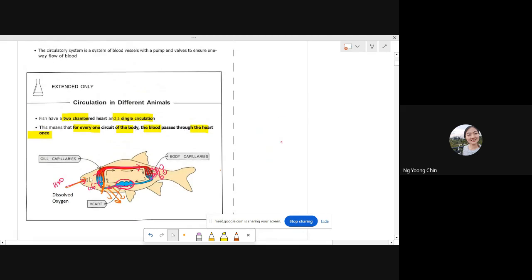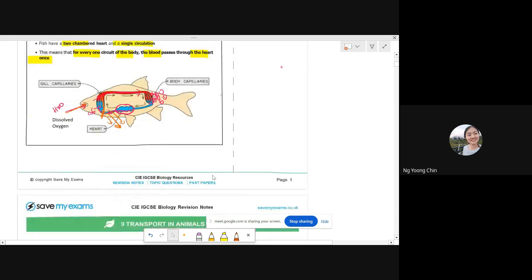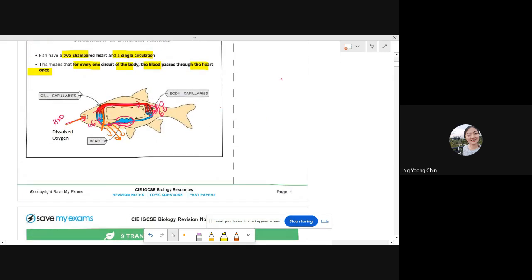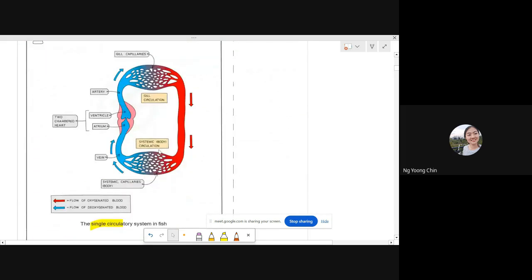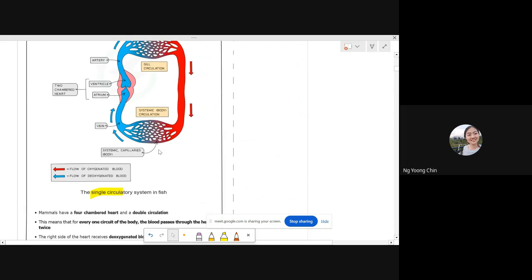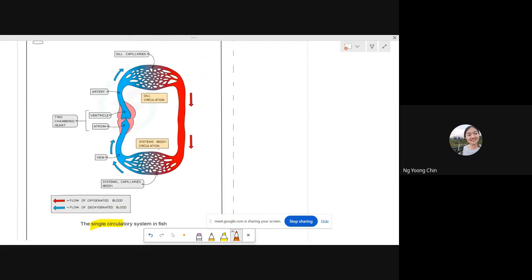Okay, so this is the way the gill capillary is able to convert deoxygenated blood back to oxygenated blood. You can see that this is only one circuit, and the blood passes through the heart only one time. So this is single circulation. During gill circulation, there is an exchange of material: they take in oxygen and release carbon dioxide.